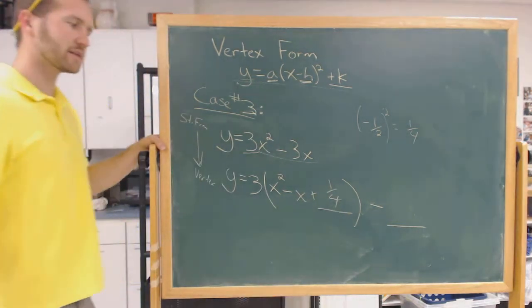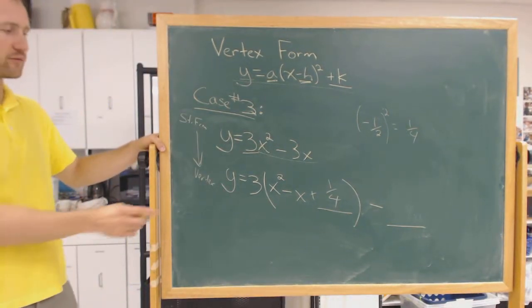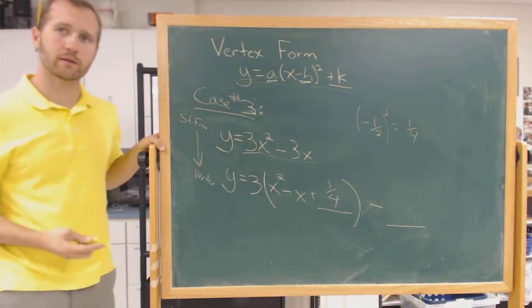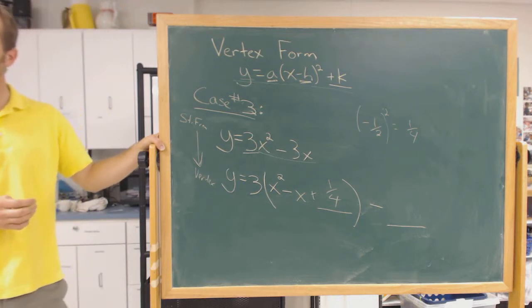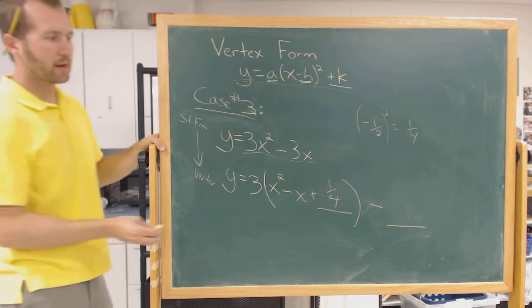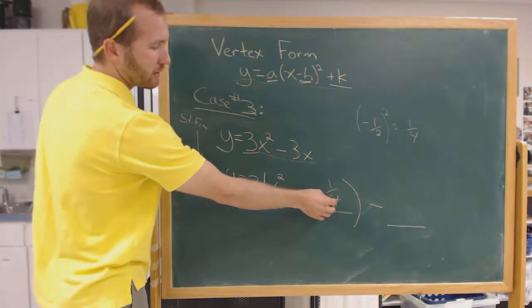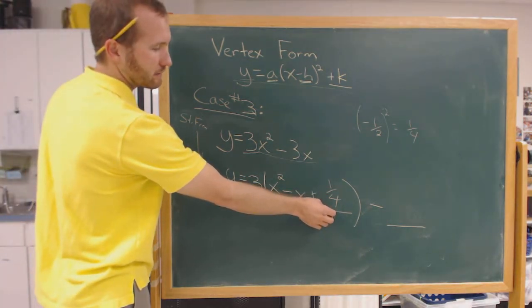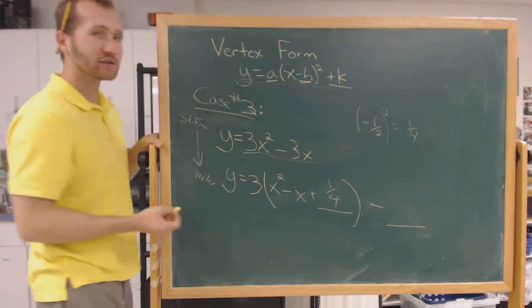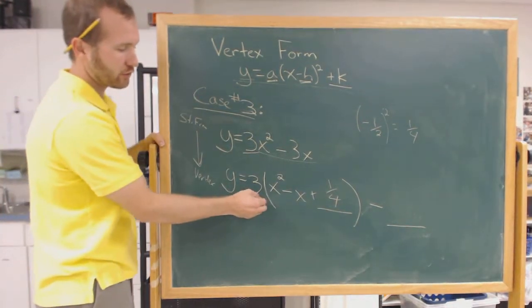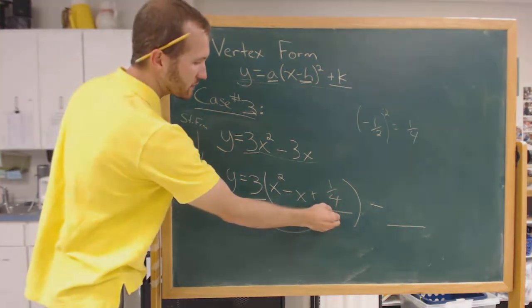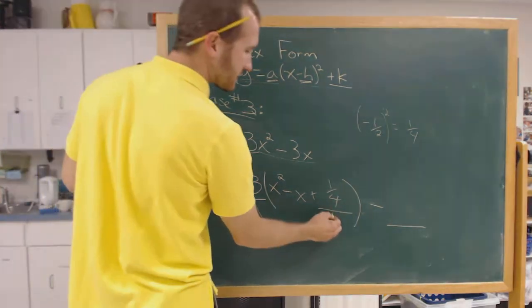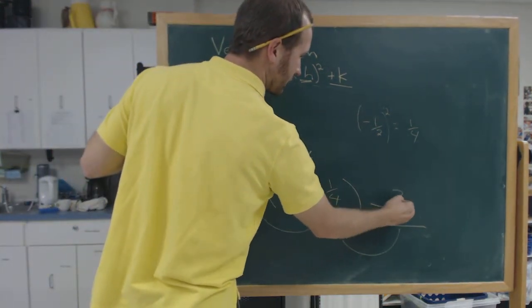Now the trick is, what did I really just add to this equation? Did I add a 4th? No, because I'm adding a 4th inside this parenthesis. So you're making it a perfect square, actually adding 3 times a 4th. Oh. So I have to subtract 3/4.